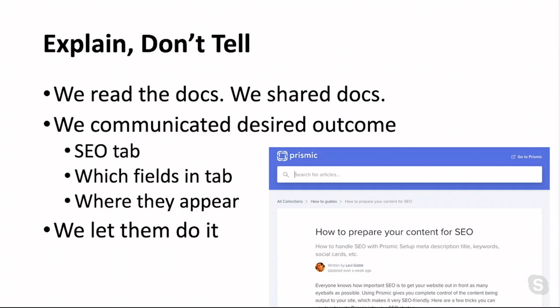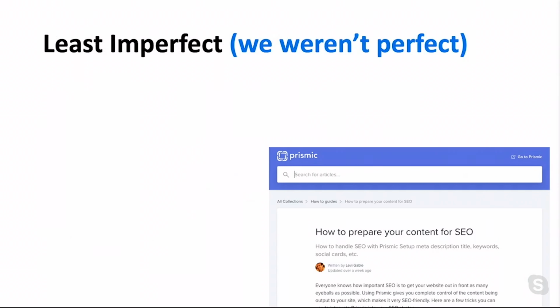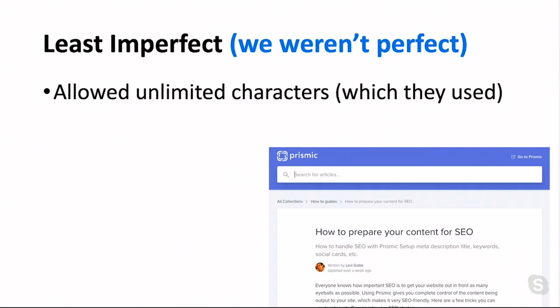Now, the challenge with JavaScript is more often than not, you don't know the outcome 100%. We confirmed it was done, but the least imperfect aspect of it is we weren't perfect in this case. We allowed them unlimited characters in the fields that they had for SEO, which they then used. So we had a meta description that was about 500 characters. Not ideal. We had title tags that were at 250 characters. I mean, there are limits, and we should have set those limits, and these can be pre-configured.